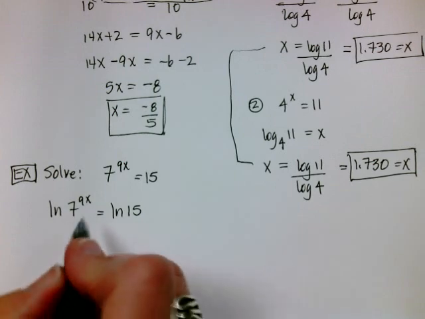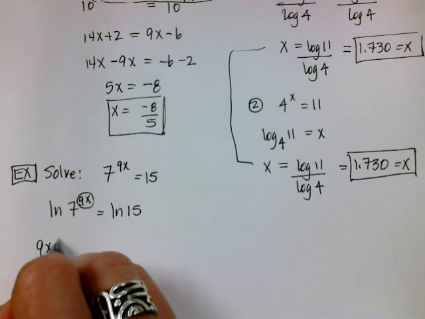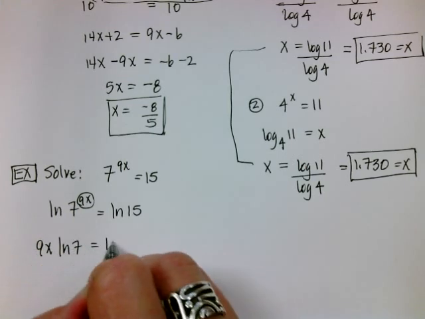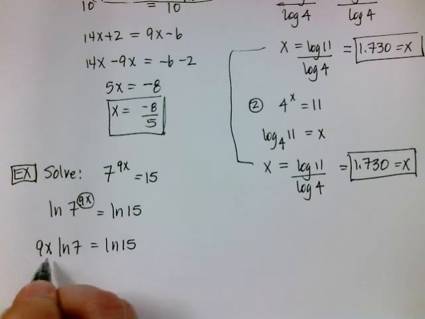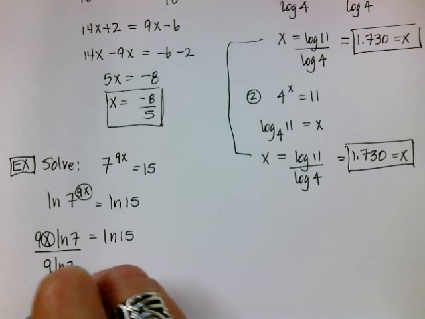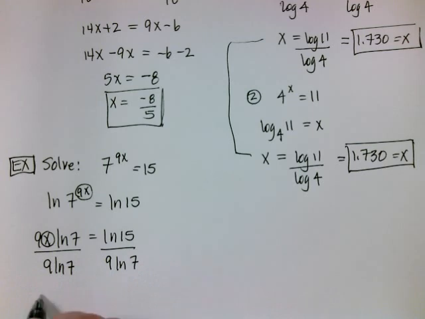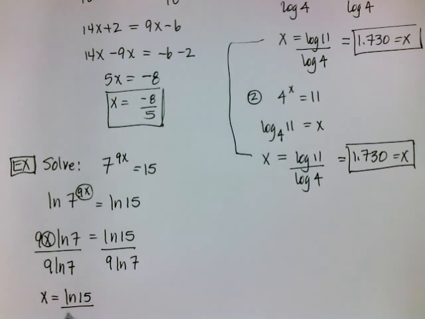Exponent property pulls that guy out front, so 9x natural log 7 is the natural log of 15. So now I'm still trying to solve for x, so I'm going to divide both sides by 9 natural log 7 and 9 natural log 7. So I'm going to get x is equal to the natural log of 15 divided by 9 natural log 7.